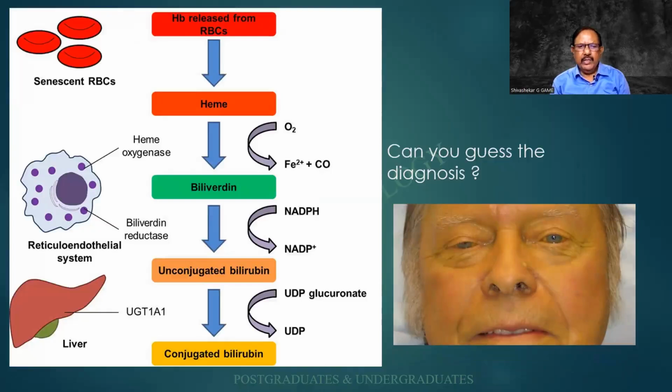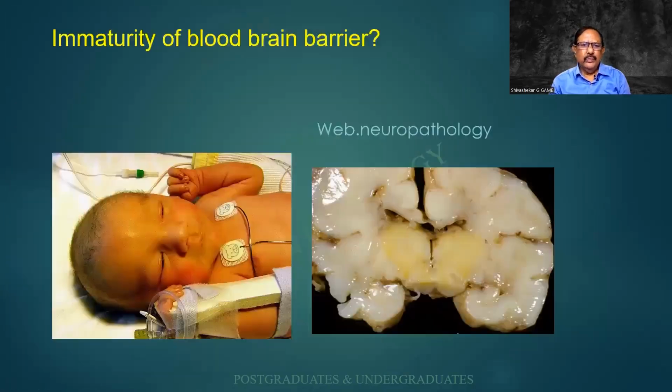Obviously, the patient is not a child, but I can see the yellowish discoloration, a lemon-like tinge of the skin. And of course, the sclera is visibly yellowish. So, diagnosis? I'll give you a guess. It is a congenital disorder as such. What can it be? And what is this in this case? There is a neuropathology over here.